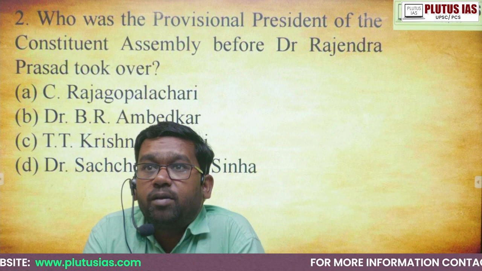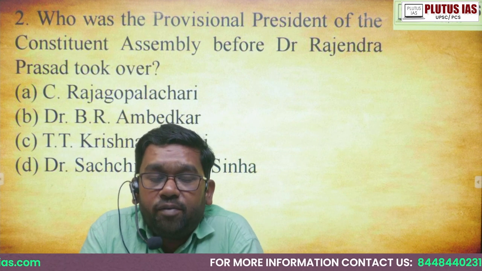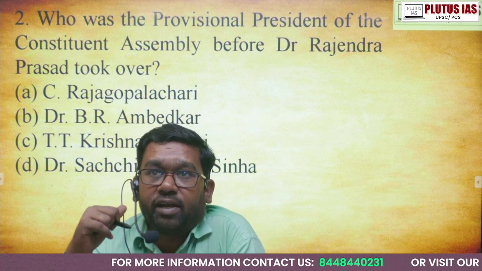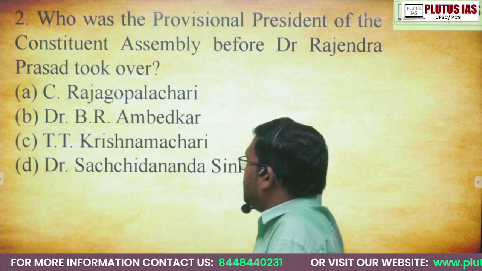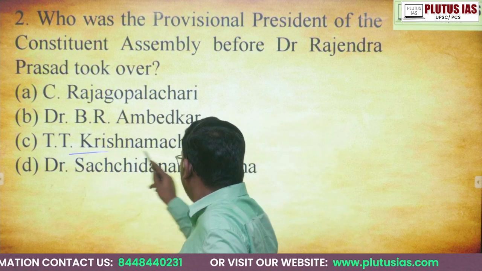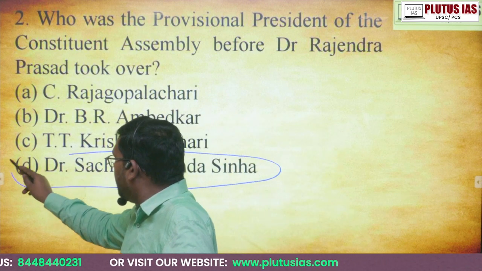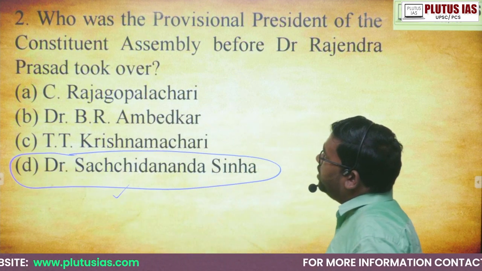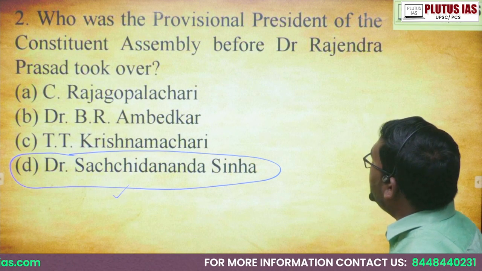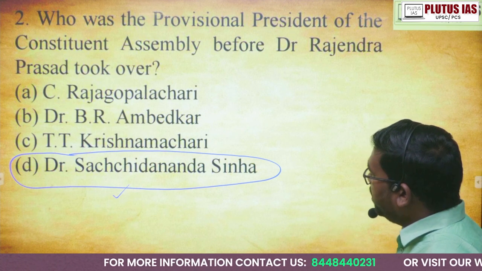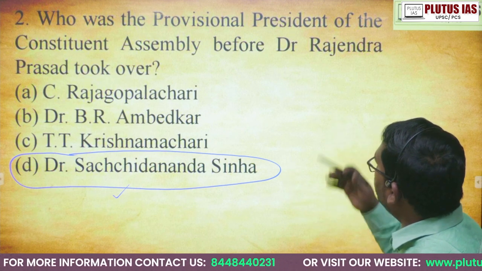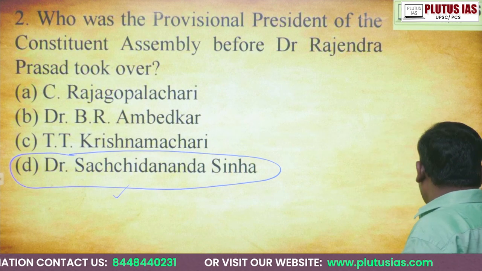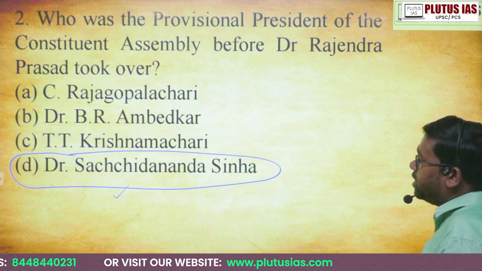Who was the provisional president of the Constituent Assembly before Dr. Rajendra Prasad? The answer of this question is very easy: Sachidanand Sinha. He was the most senior member of the Constituent Assembly, but was made the interim chairman. Then when Rajendra Prasad was elected as the president, this person was removed and Rajendra Prasad became the permanent president of the Constituent Assembly. So the answer of this question is D.